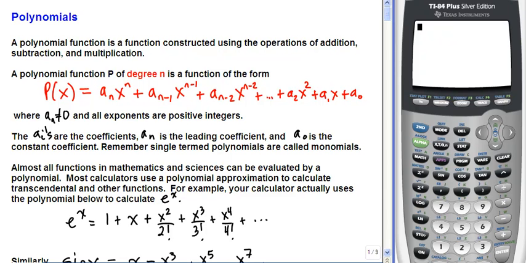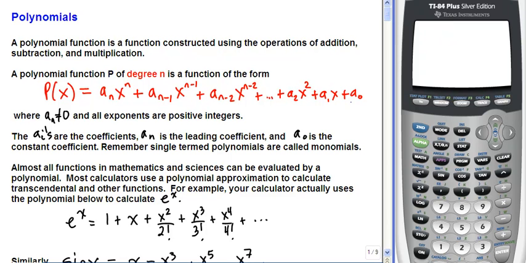A polynomial function is a function constructed using the operations of addition, subtraction, and multiplication. We say that a polynomial function p of degree n is a function of the form a sub n x to the n plus a sub n minus 1 x to the n minus 1 and so on down to a sub 2 x squared plus a sub 1 x plus a sub 0.